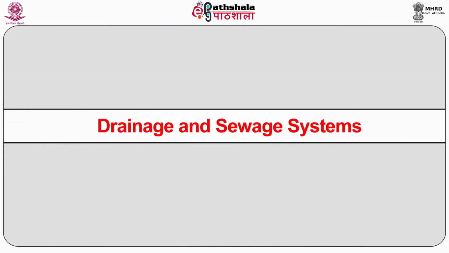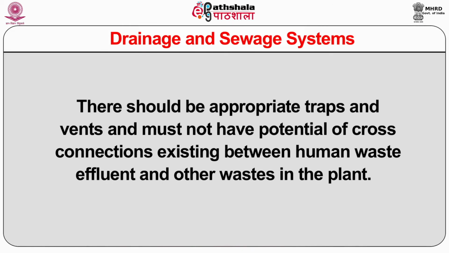The HVAC system should be cleanable regularly to prevent any contaminated air. Drainage and sewage systems. There should be appropriate traps and vents and must not have potential of cross connections existing between human waste, effluent and other waste in the plant.